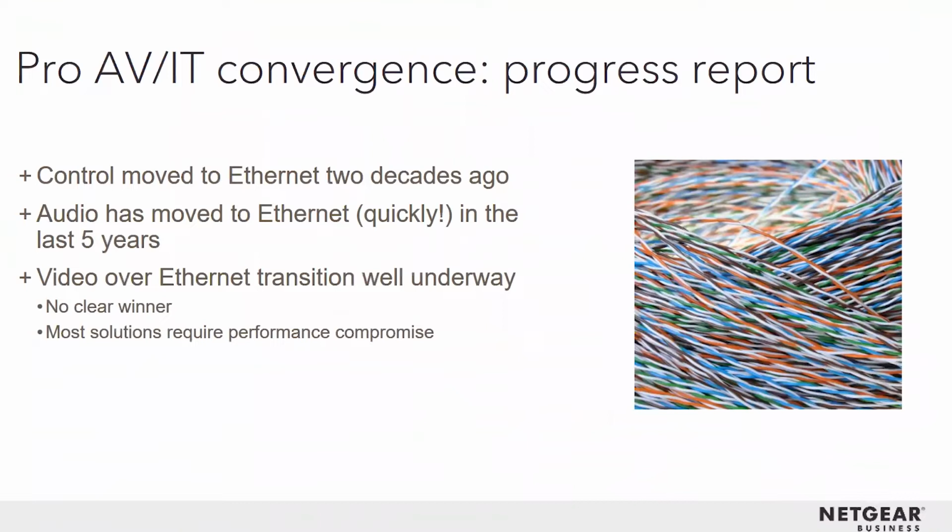Audio also is a good example with AVB, but now especially Dante audio. Dante is almost everywhere. Audio has definitely moved to the Ethernet. But video over Ethernet is still just happening, and there's no clear winner on that market as of yet. I'll show you how NETGEAR and the SDVE Alliance is trying to standardize this transition, but right now a lot of solutions are out there and there is a lot of trade-off to make.